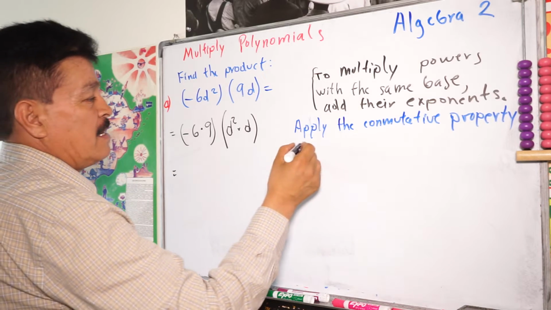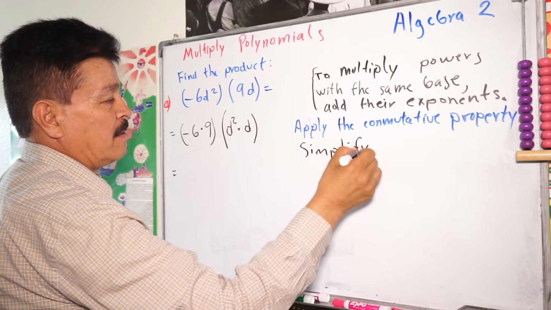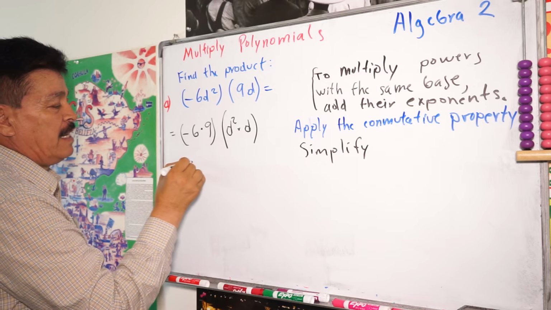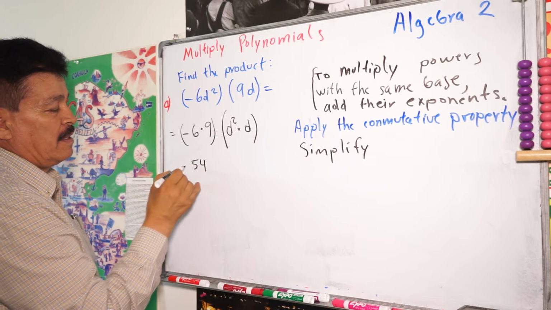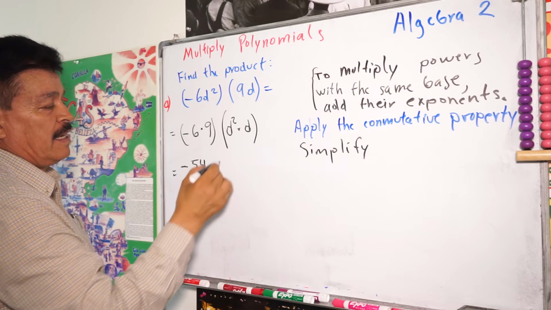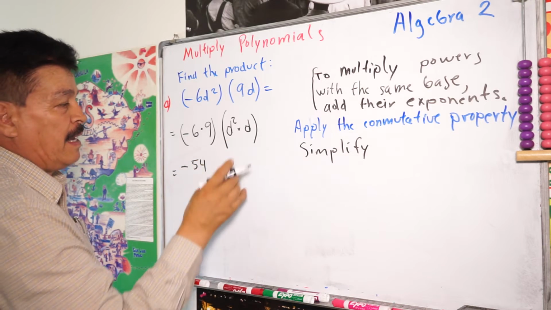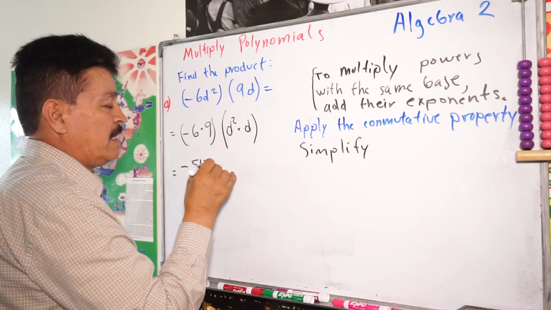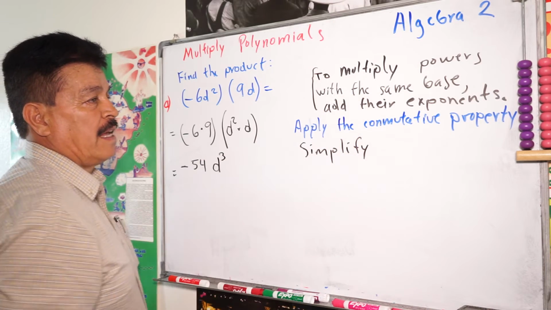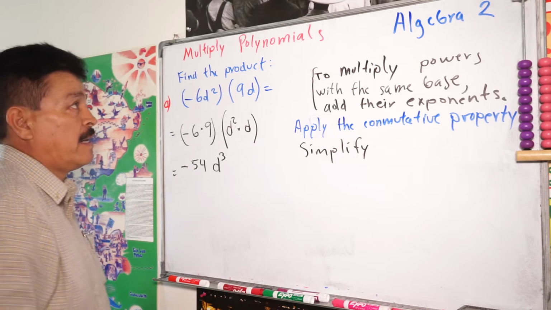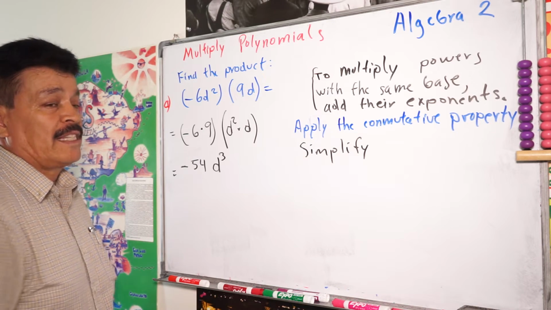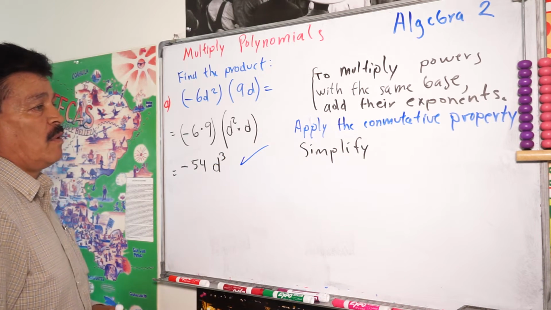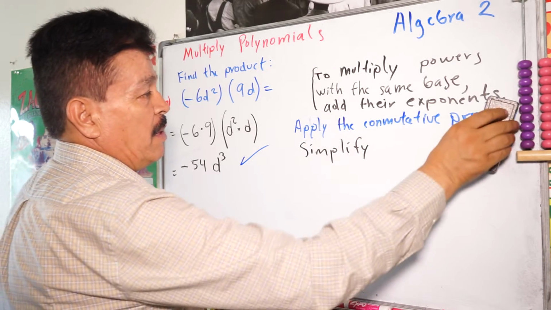After that, simplify these operations. You're gonna have 6 times 9 is 54. It's gonna be negative 54. Negative times positive is negative. Here, d to the second power times d to the first power is gonna be d to the third power. Remember this rule. When you have the same base and when you multiply polynomials, the exponents add. You have to add exponent. So this is the answer. It's done, this problem. Okay, let's do another problem.